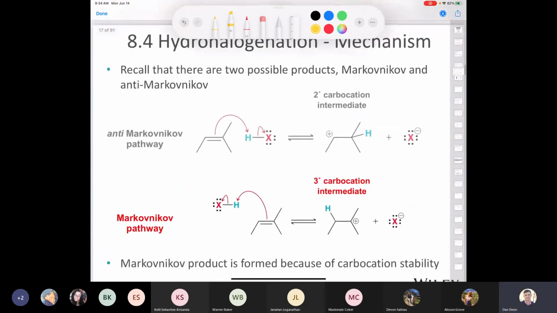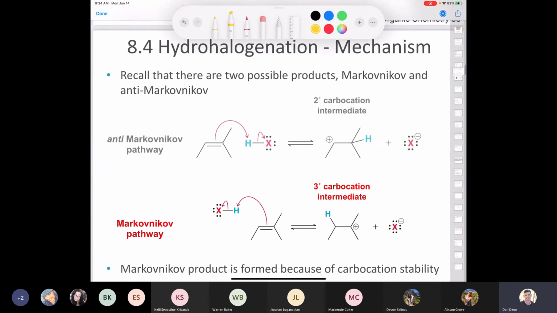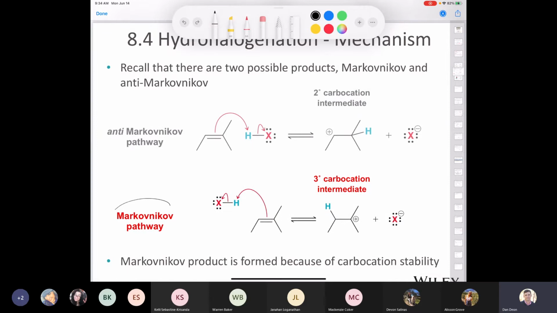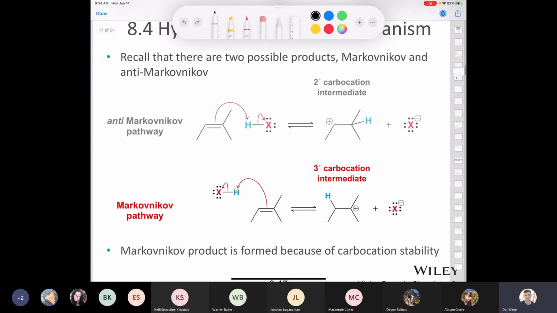This is just showing it with that same alkene that we just took a look at. Again, if you added it to the carbon that is poor in hydrogens, look, you end up with a secondary carbocation in this case. Whereas if you do the Markovnikov pathway, which is going to give us the final product, you see that the rich get richer and we end up with a more stable carbocation. So Markovnikov products are formed because of carbocation stability. That's the answer right there.